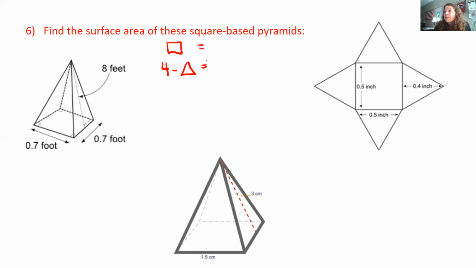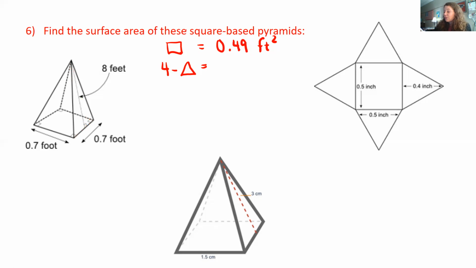Okay. So first thing we're going to do is find the area of our square on the bottom. So we're doing 0.7 squared, or 0.7 times 0.7. So the area of our square is 0.49 feet squared. And then what are the dimensions of the triangles? Remember, we're looking for that 90-degree angle, and they give it to us right here. So they're saying the base is 0.7 and the height is 8. So a very tall triangle, 8 feet times 0.7 feet.